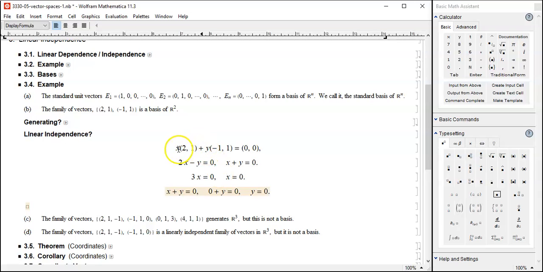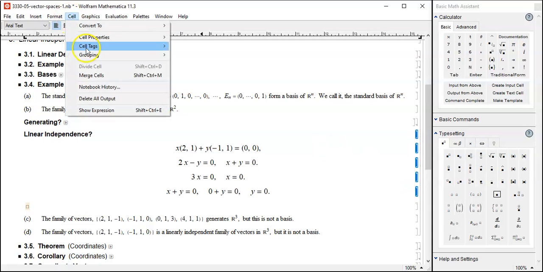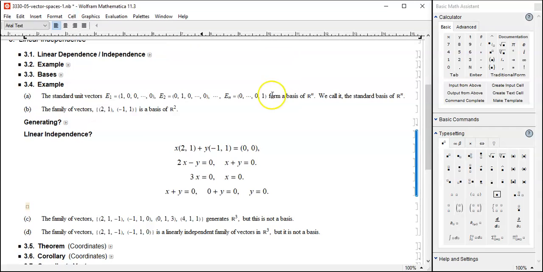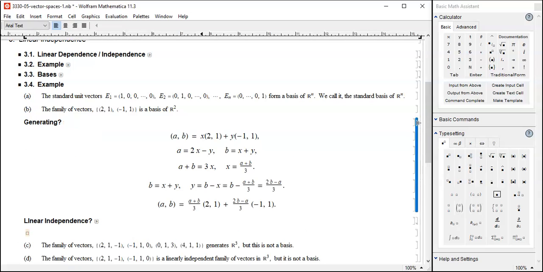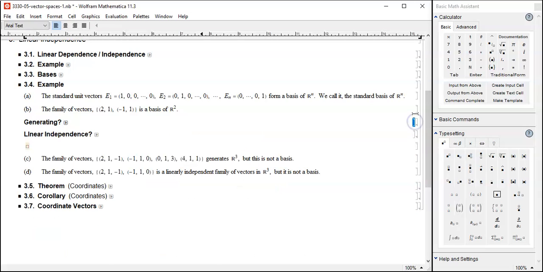So what did you get? We have to have (0, 0). Otherwise, we are not going to get (0, 0) on the right-hand side, which means we have linear independence. So this is the computation related to linear independence, and here is the computation related to generating. Both were systems of linear equations, basically.